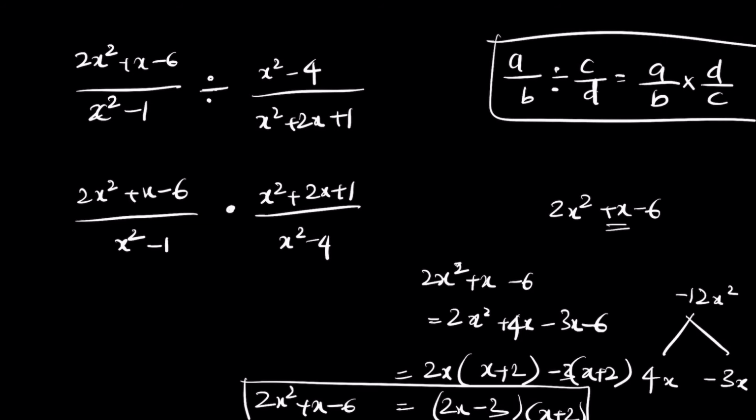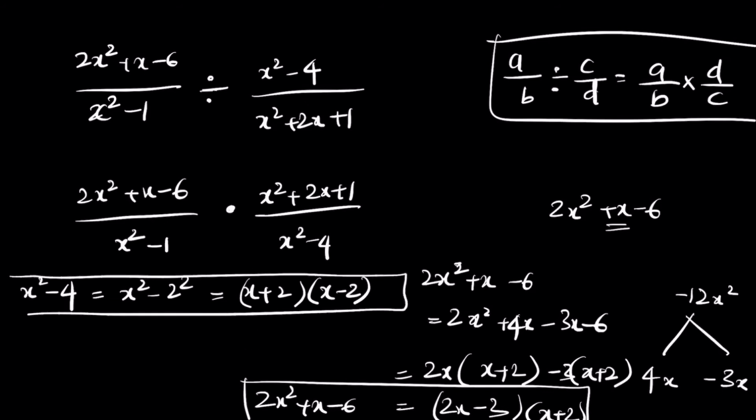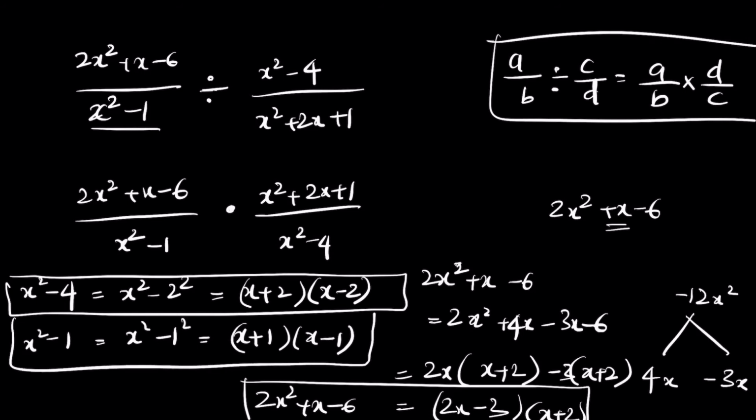Now the second one we want to factor is x squared minus 4. Notice that 4 is a perfect square, so you get x squared minus 2 squared, which can be written as x plus 2 times x minus 2. So that's your final expression for x squared minus 4. Next we can do the same for x squared minus 1. So x squared minus 1 can be written as x squared minus 1 squared. So you can also write it as x plus 1 times x minus 1. So that is the third one.